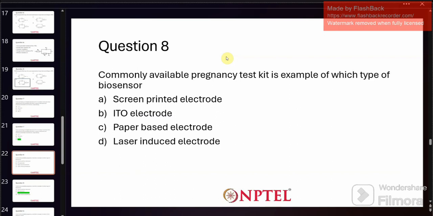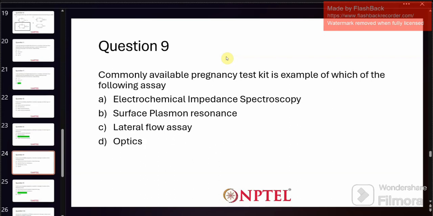So yeah, coming to question 8, a commonly available pregnancy test kit is an example of which type of biosensor, whether it's a screen printed electrode, indium tin oxide electrode, paper based electrode, or a laser induced electrode. So the answer is it's a paper based electrode. Basically the pregnancy test kits are made on nitrocellulose membrane, so the electrode is a paper based electrode.